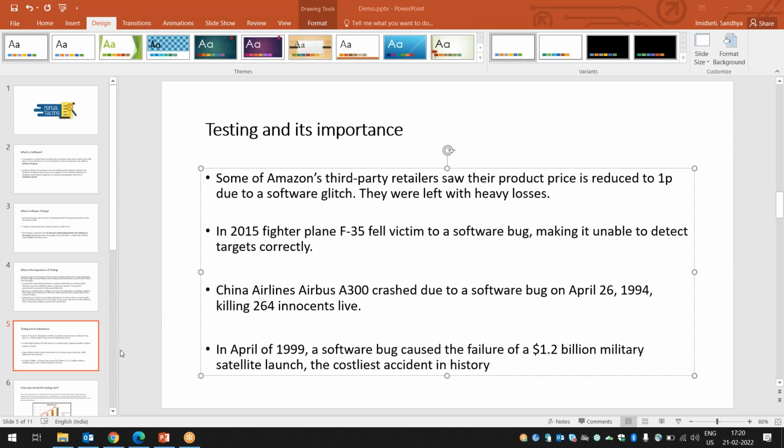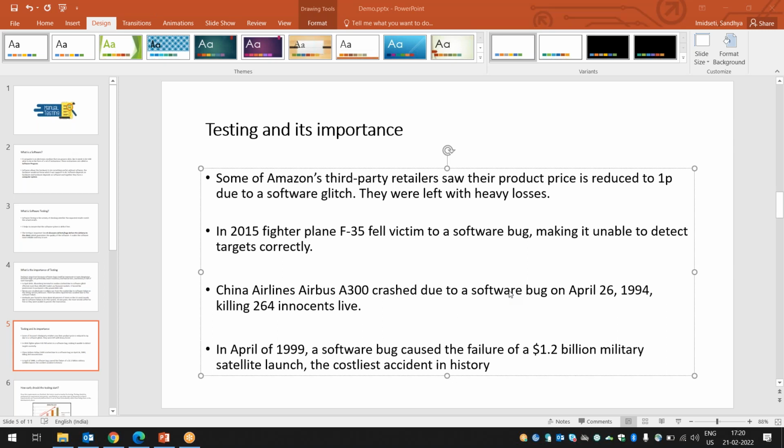Yeah. So it is very important to have software testing in the IT industry because of these real-time examples. That's the reason, whether it is a small company or a big company, even the client also expects their applications to be tested very properly and thoroughly before they release their applications into the market.